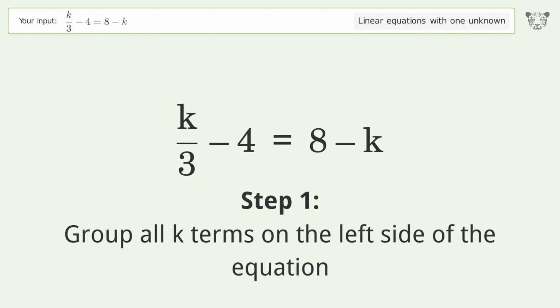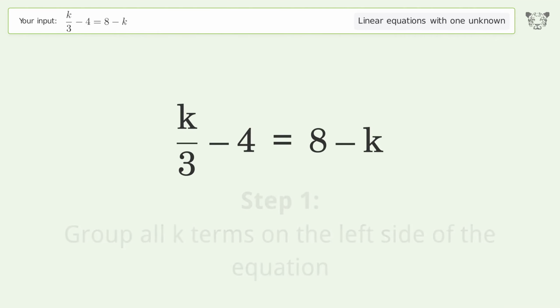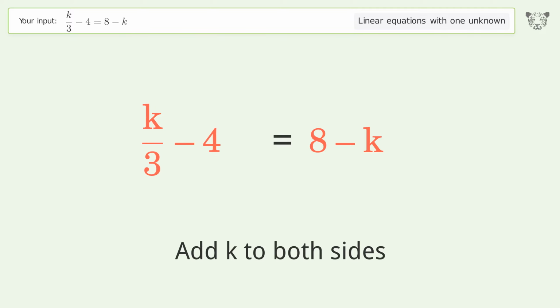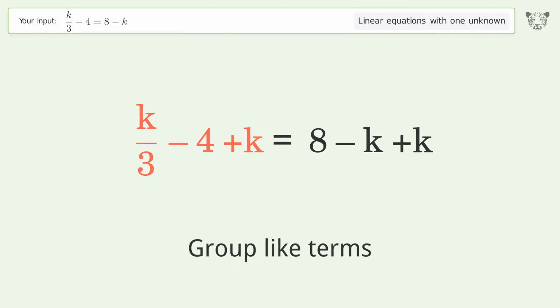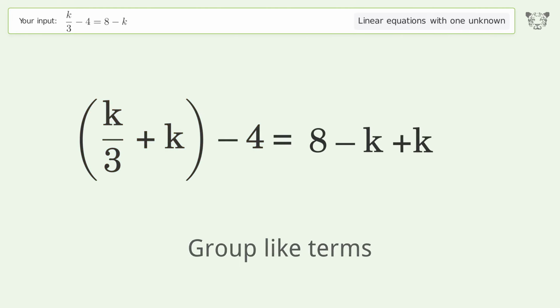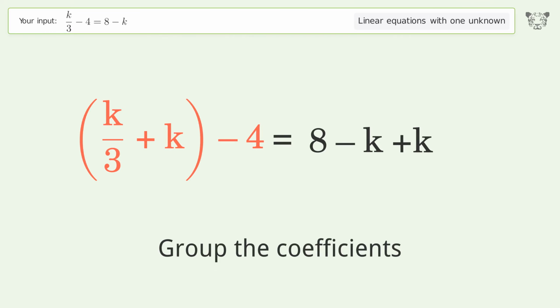Group all k terms on the left side of the equation. Add k to both sides. Group like terms. Group the coefficients.